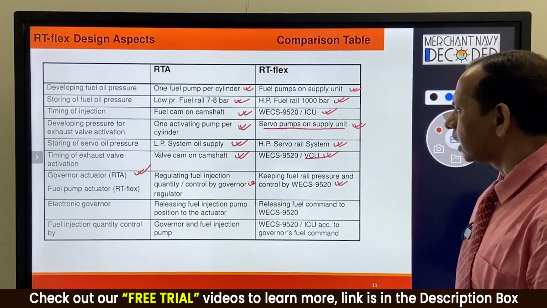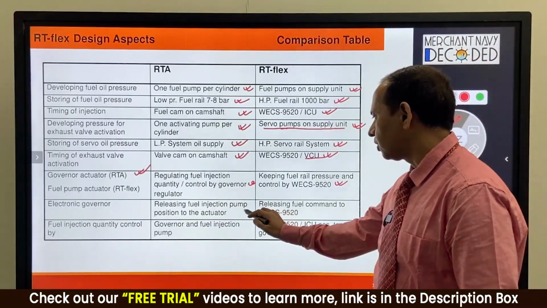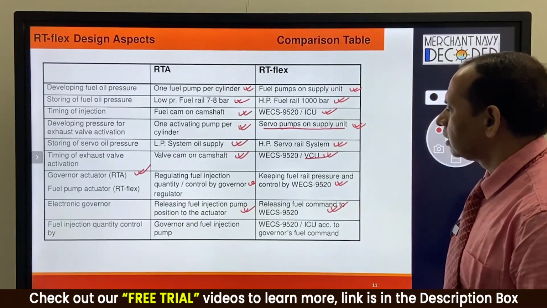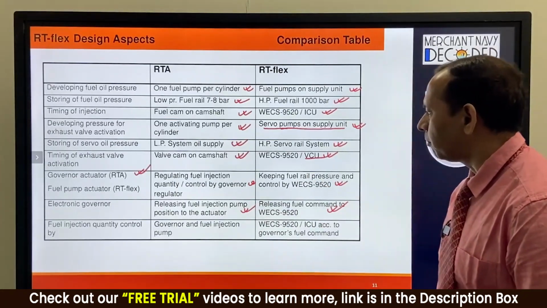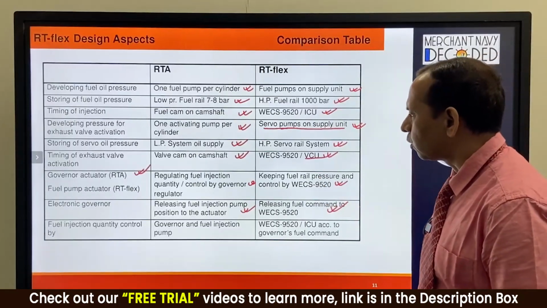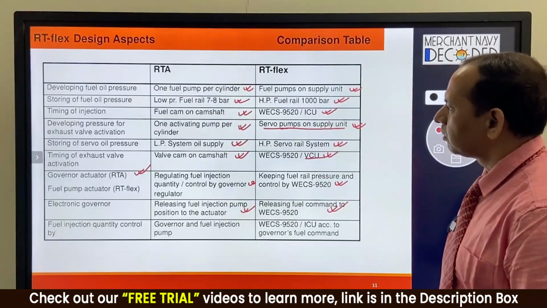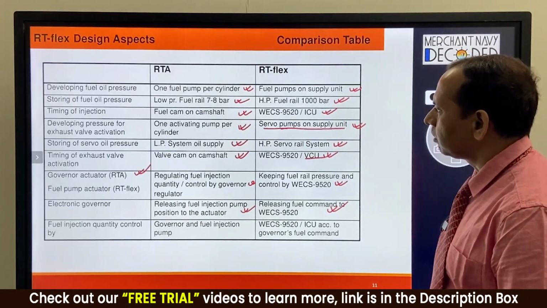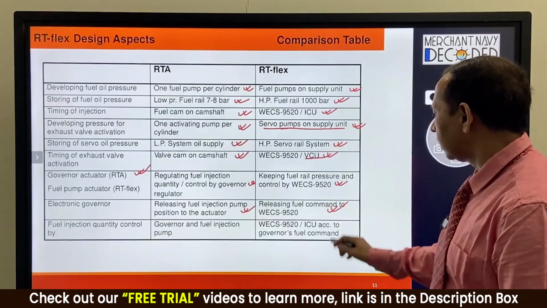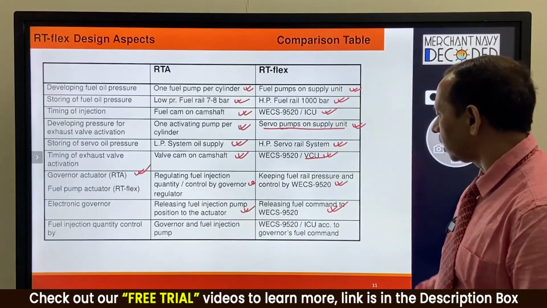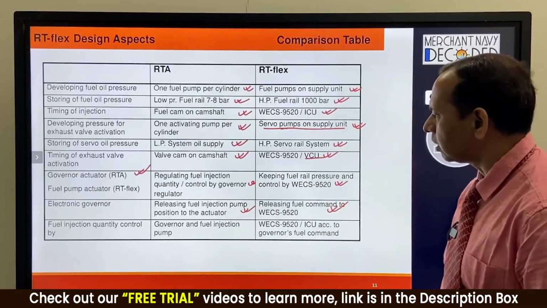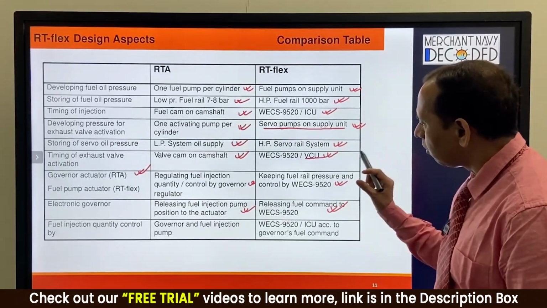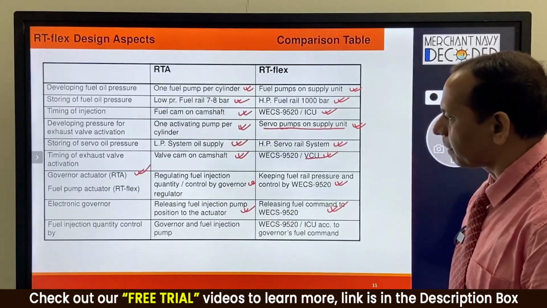Then the electronic governor, which is part of the RT-Flex engine, here in the RTA engine releases the fuel injection pump position to the actuator, which was the role of the governor, which was done by the fuel mechanism, that is the crank mechanism. What we have are the fuel linkages. In this case the releasing of the fuel command is initiated by the VEX controller, which is going to activate the start of injection and how long the injection will be maintained.